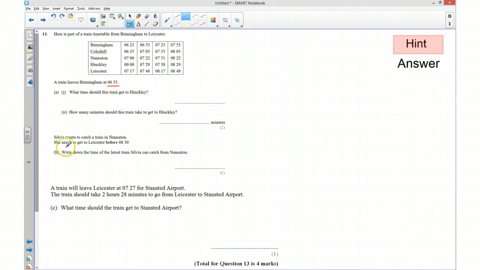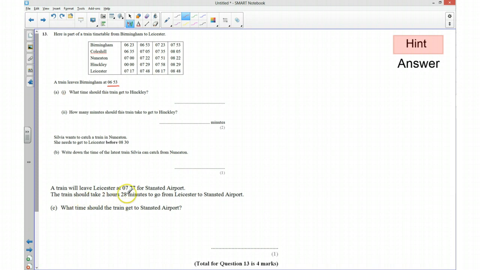Okay, Sylvia wants to catch a train to Nuneaton. She needs to get to Leicester before 8:30. So you need to write down the time of the latest train Sylvia can catch from Nuneaton. Well, she needs to get to Leicester before 8:30. You need to decide which train is going to arrive before that time, and then decide which train you would need to catch in order to get there before that time.